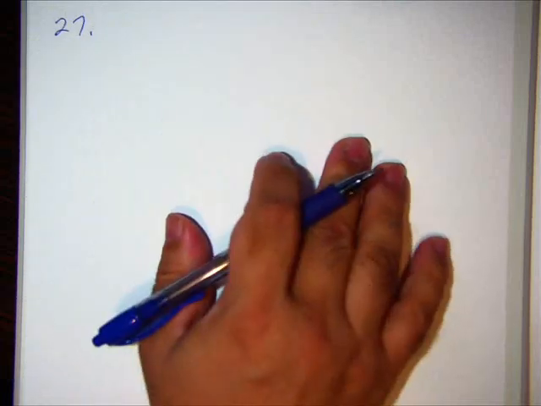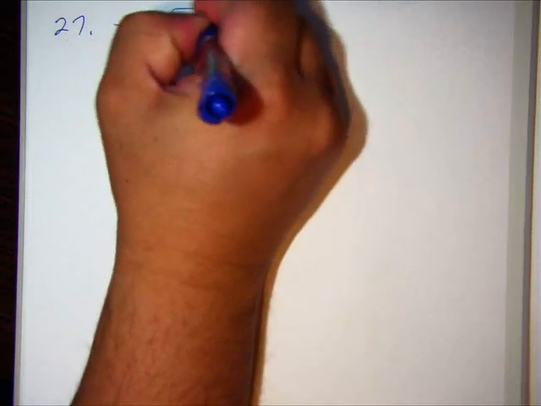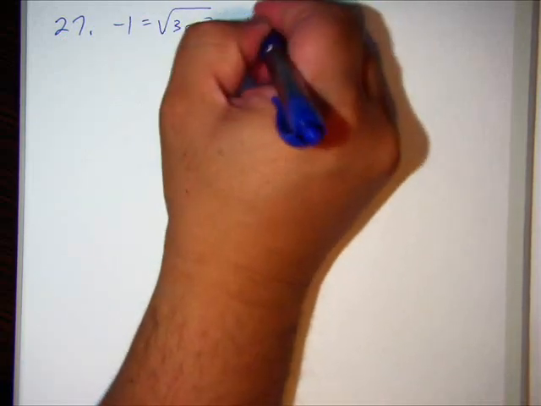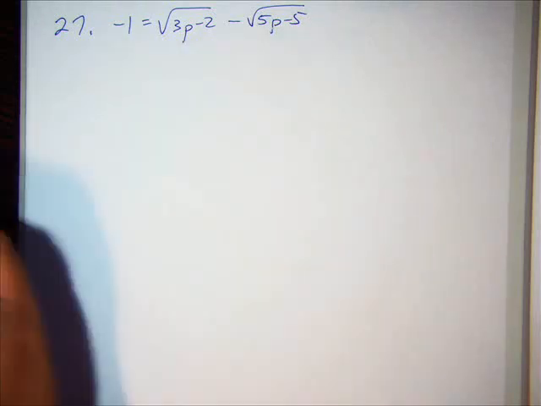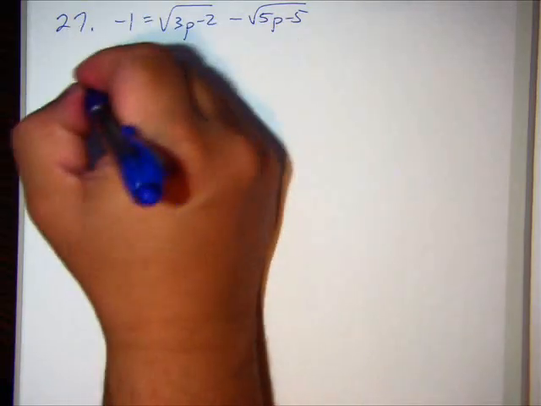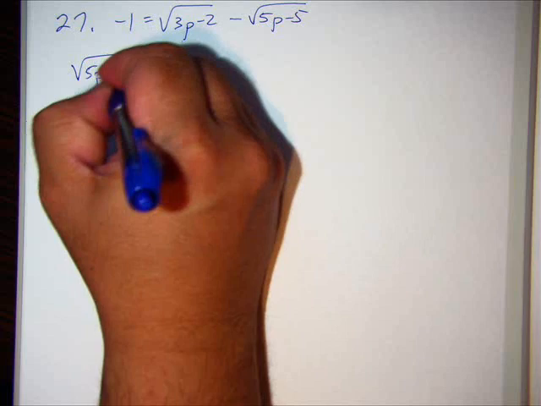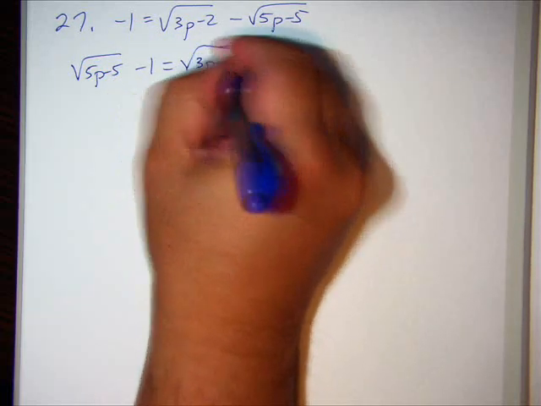Okay. Let's try 27. Let's see if we have any better luck this time. I got 2 radicals on one side. Don't put up with that. Move one of them over. I'm going to move the minus version over to the right. That's going to make it square root of 5p minus 5 minus 1 equals square root of 3p minus 2.